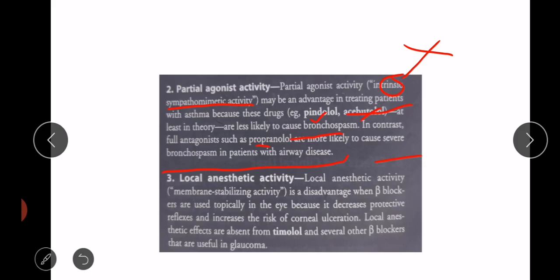Third one is local anesthetic activity. It means membrane stabilizing activity. It is the disadvantage when beta blockers are used topically in the eye, because it decreases protective reflexes and increases the risk of corneal ulceration. So you should remember this point, that when beta blockers are used topically in the eye, then they decrease the protective reflexes, and therefore when protective reflexes are decreased, then the risk of corneal ulceration is increased.